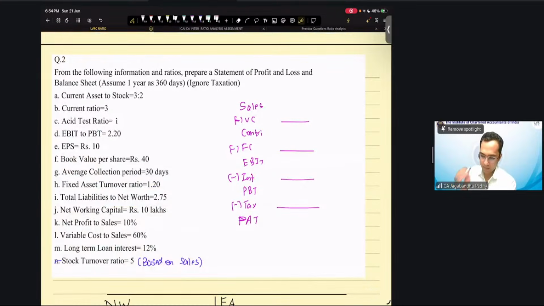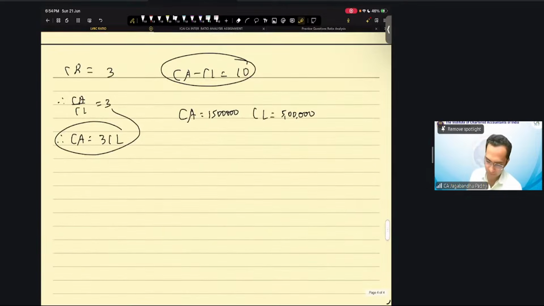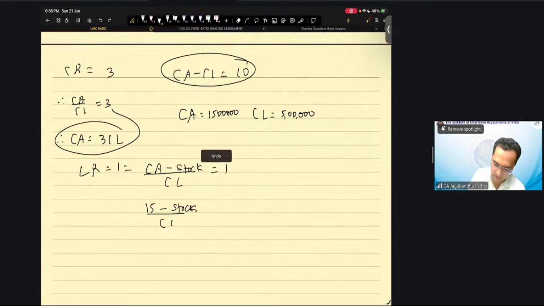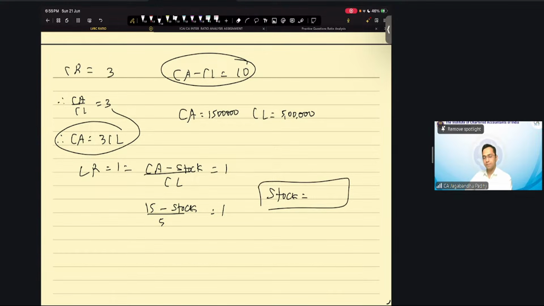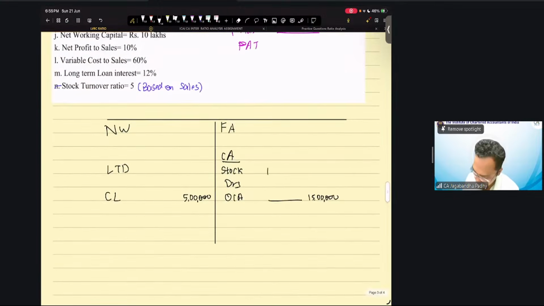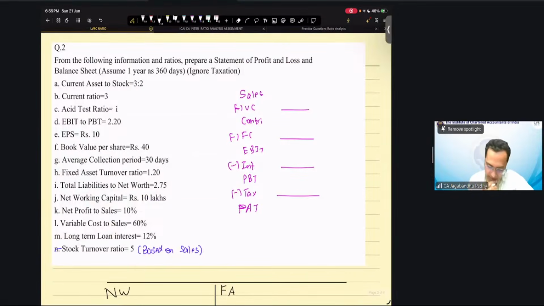After that, asset test ratio is 1, which is also the liquid ratio. So liquid ratio is 1, which simply means current asset minus stock upon current liabilities is 1. So this is 15 minus stock upon current liability, which is anyways 5, equal to 1. So what's the value of stock, guys? Value of stock is 10 lakhs. Okay, asset test ratio is done.